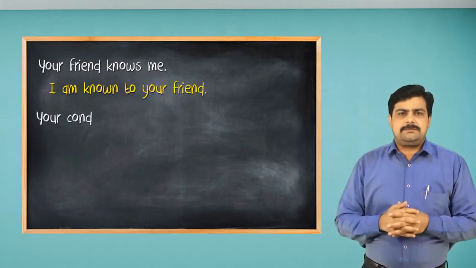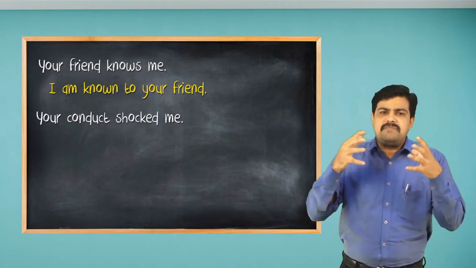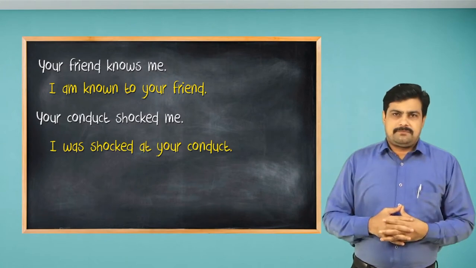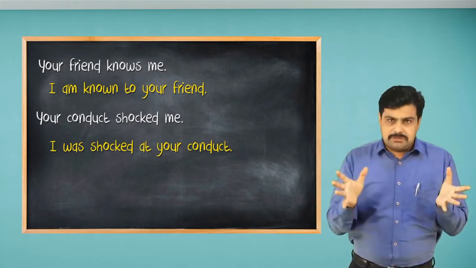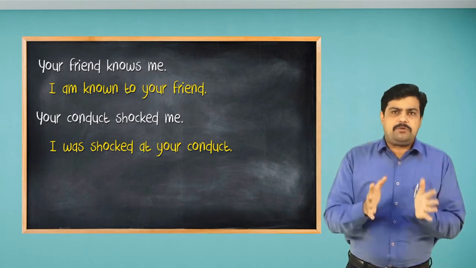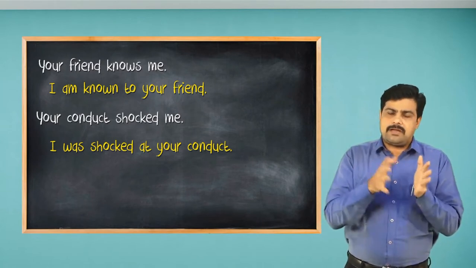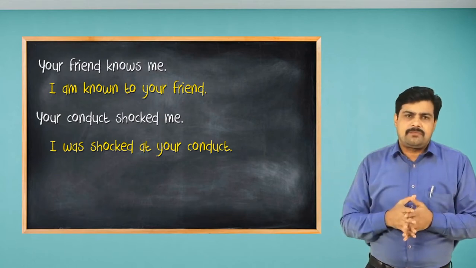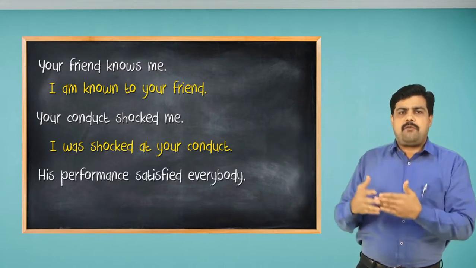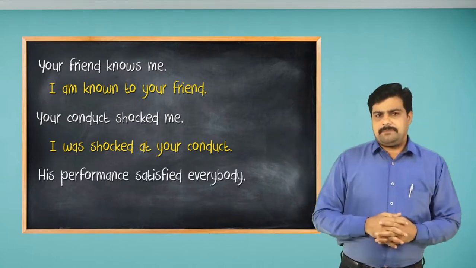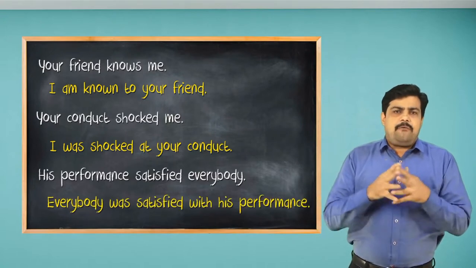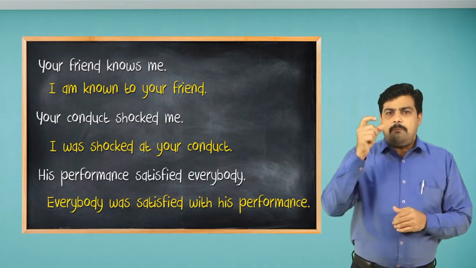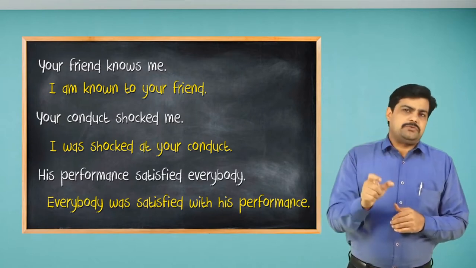Okay, let's see another sentence. Your conduct shocked me. I was shocked at your conduct. Now, by is not always used. Remember, some verbs take the preposition according to the requirement, according to the situation. You have already read this in prepositions also. Another sentence you see, his performance satisfied everybody. Here in this sentence, everybody was satisfied with his performance. Now, by will not be used. With is used here.